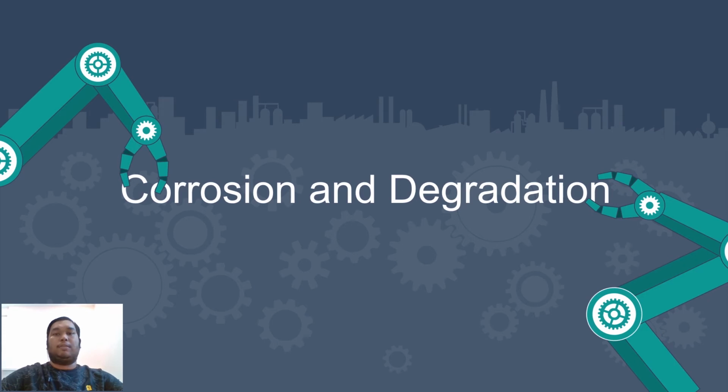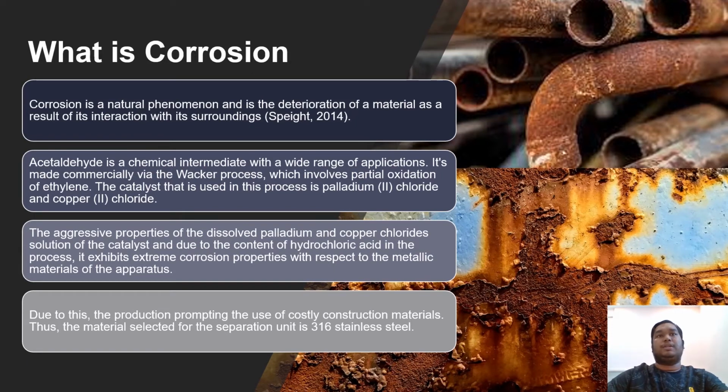I will be talking about the corrosion and degradation of the selected material for the separation unit. So what is corrosion? Corrosion is a natural phenomenon, the deterioration of a material as a result of its interaction with the surroundings. Our process involves the production of acetaldehyde from ethylene by air oxidation using palladium 2 chloride and copper 2 chloride as the catalyst.